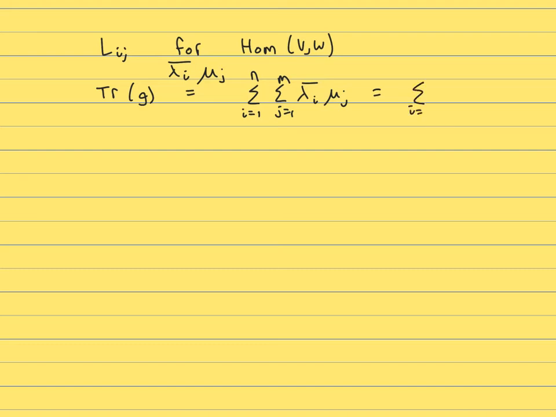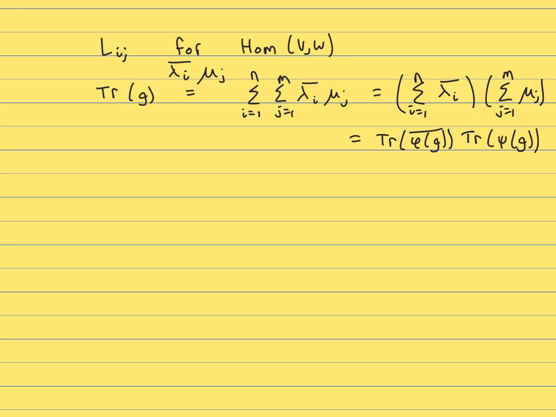We could rewrite this sum by factoring it. And what do we get? We get the trace of the group action on V, at least the conjugate of it, times the trace of the group action on W. So that's the trace for an individual group element in its action on this vector space.